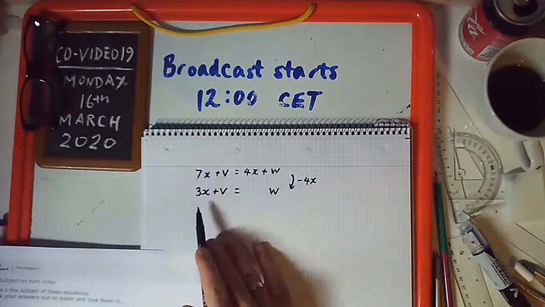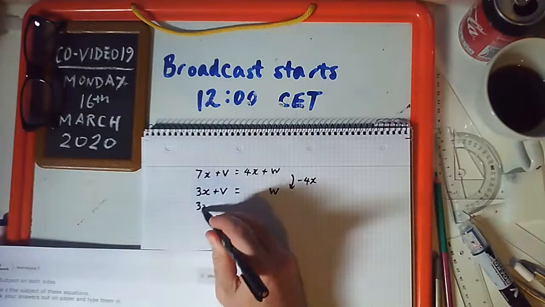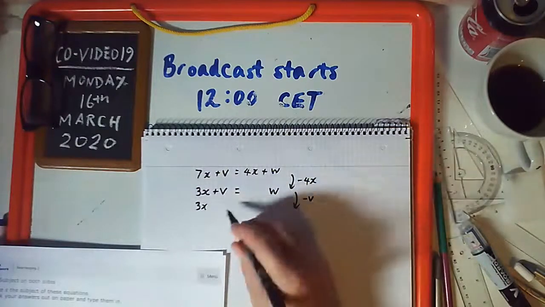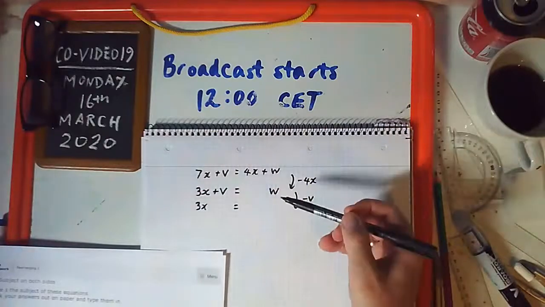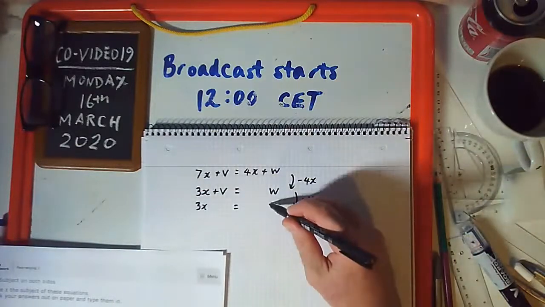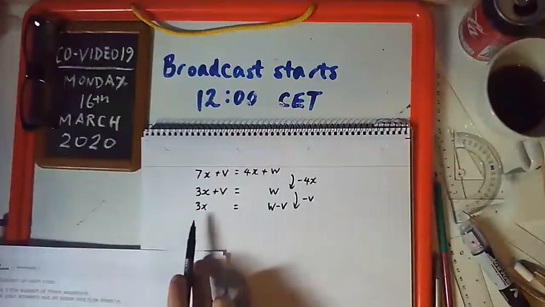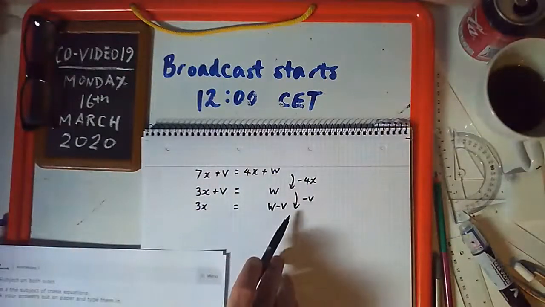I'm trying to get the x on its own, so I'd like that v to disappear. So I'll take away the v. But because an equation is like a balance, I've got to do the same the other side as well. So I take away the v from the other side, and I get 3x equals w minus v.